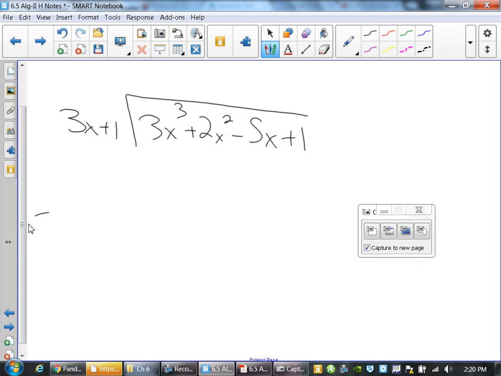What do I multiply 3x by to turn it into a 3x cubed? X squared. So which one am I going to put it over? 2x squared. Very good. Multiply in. Oh, sorry, that's supposed to be an x squared. My bad.